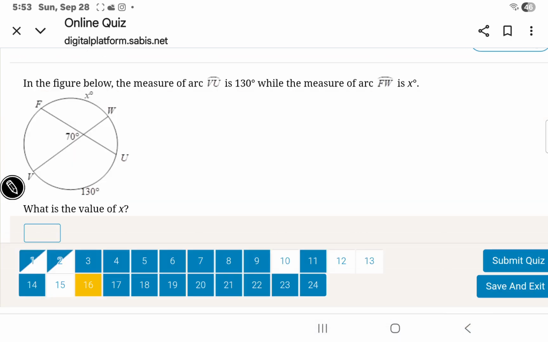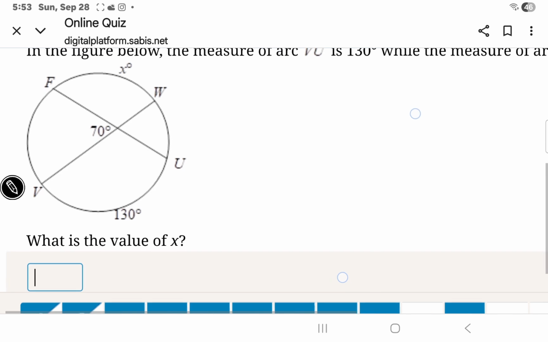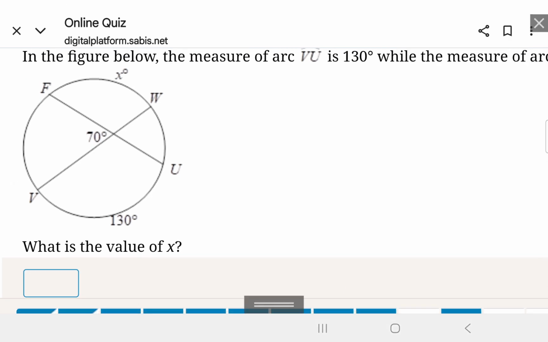Here we have to find the measure of arc x. So let's see what you have to do. I will connect this. Then I can find this angle because it's half the arc. Half the measure of the arc is 65. So here's 65.